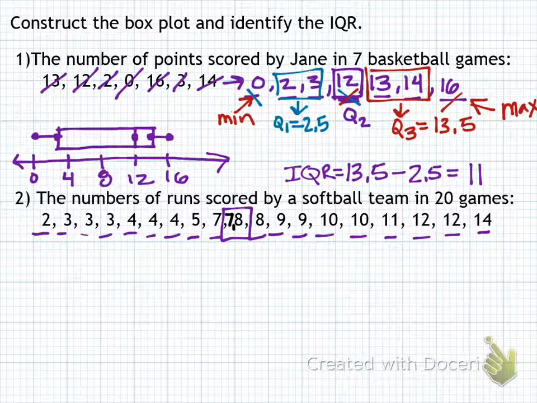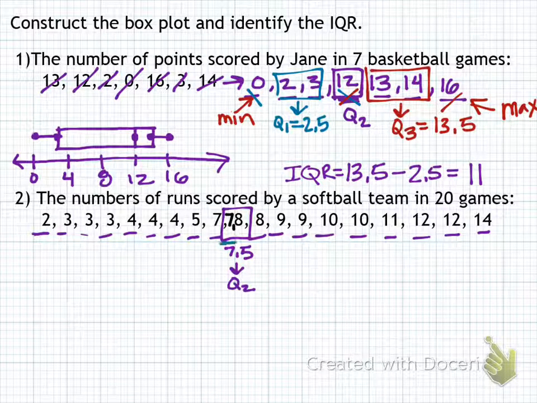Okay, so this is the number of runs scored by a softball team in 20 games. If I work my way in, I'm left with 7 and 8 in the middle. So what's the median? 7.5. Okay, 7.5 is my Q2 or my median.